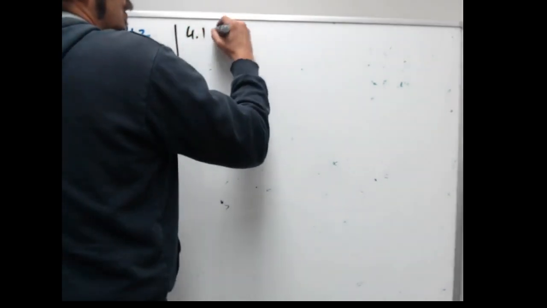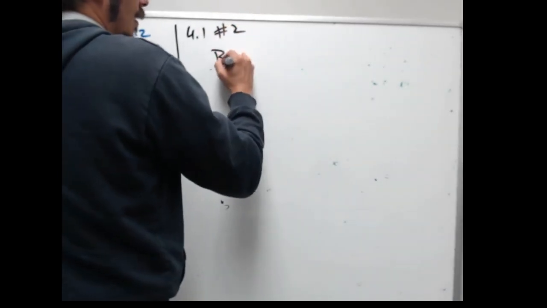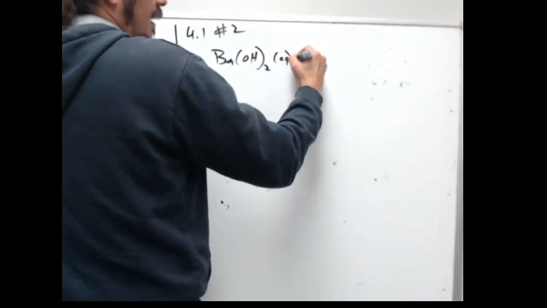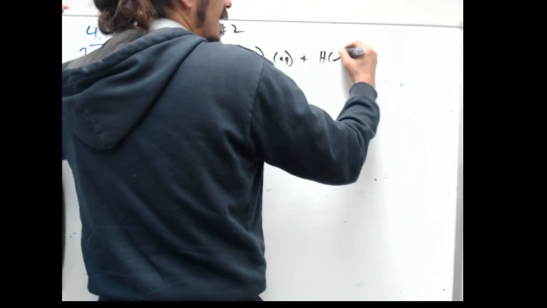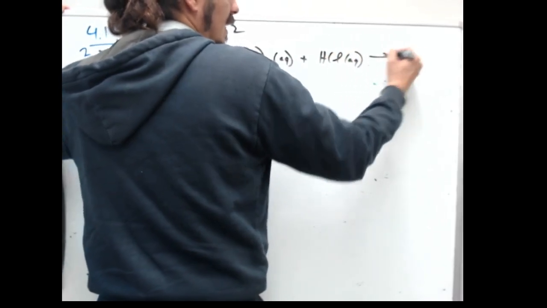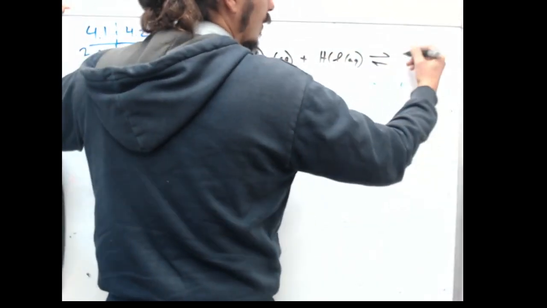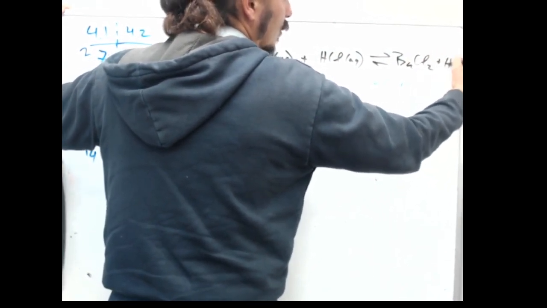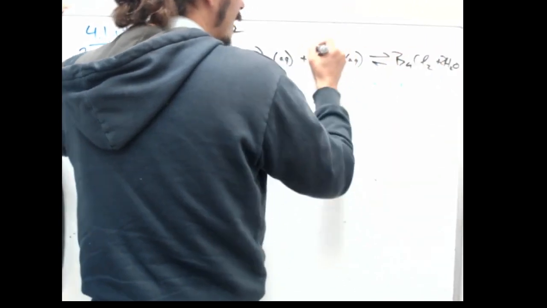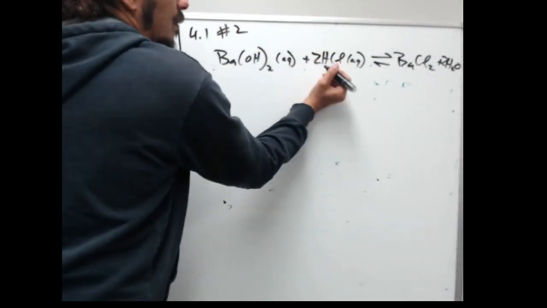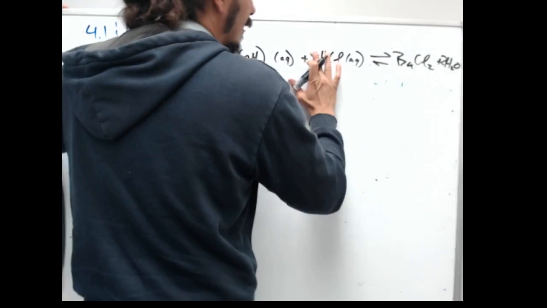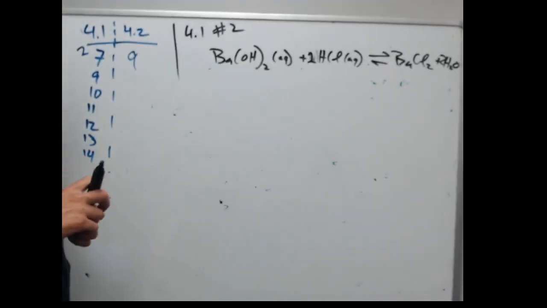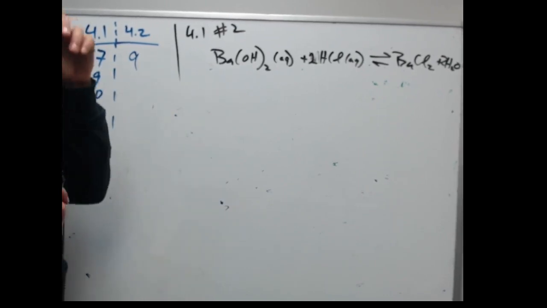So 4.1 number 2, we're doing barium hydroxide, if memory serves, in aqueous state plus HCl in aqueous state. And we are looking at how this goes. This is going to form barium chloride and H2O. There are several different ways to write this down, but if I do it this way, I've got my 2-to-1 ratio.